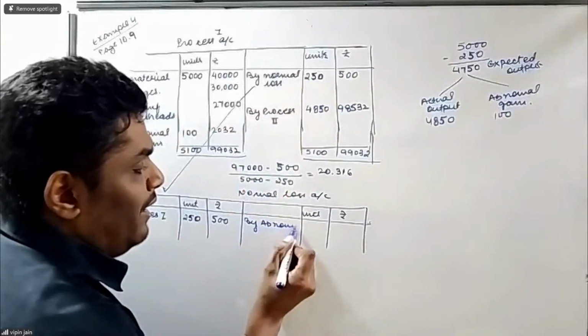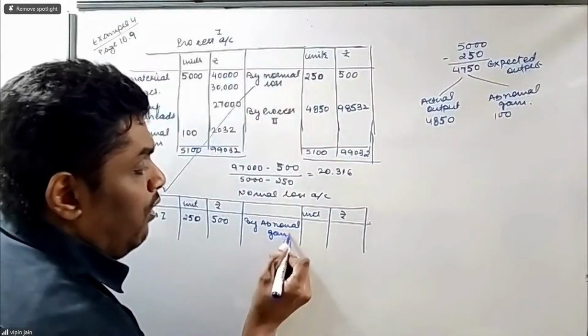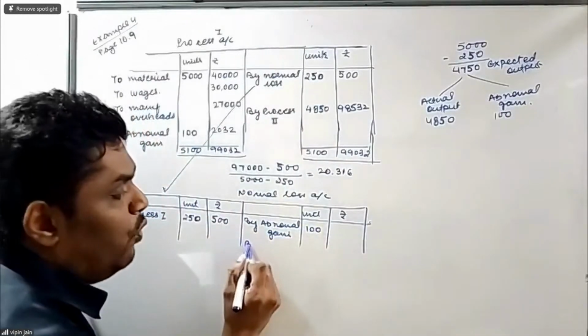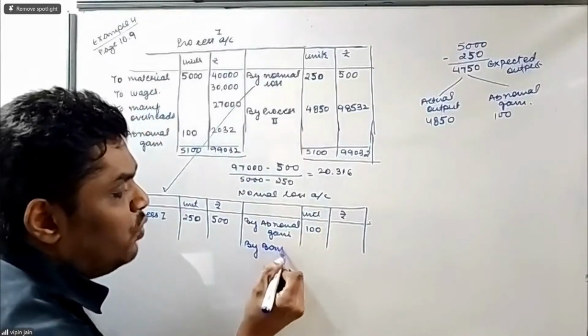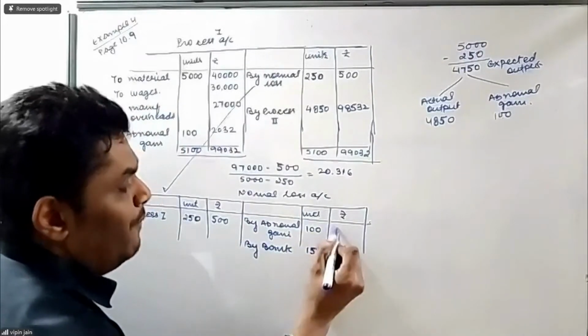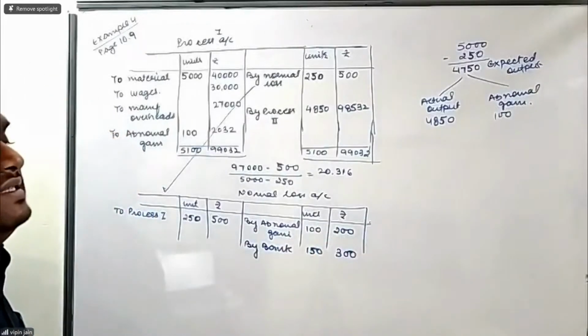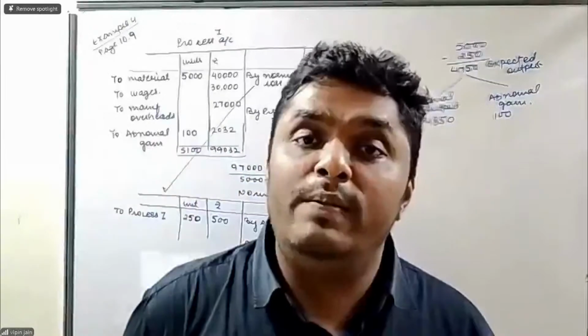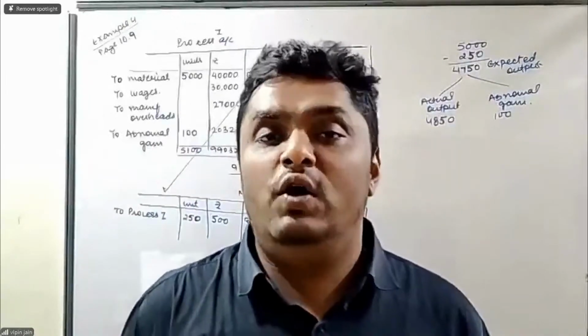By abnormal gain, 100 units. These 100 units are not sold in the market. Only the units that are sold in the market is 150 units into 2, 300. Balance 200 will be adjusted against abnormal gain. I repeat again, guys, what is abnormal gain? We can say it is saving in normal loss.